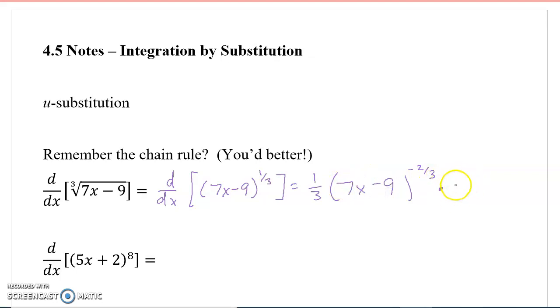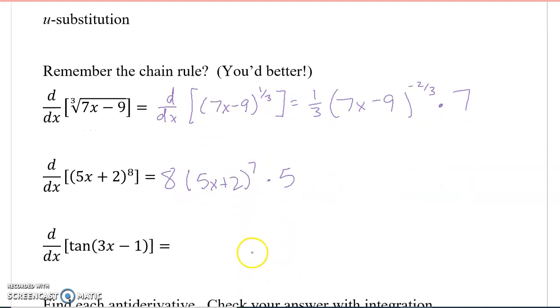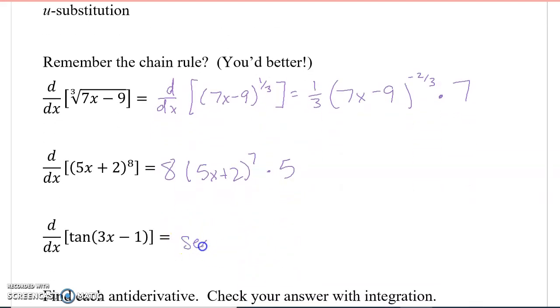But don't forget the chain rule. You have to multiply by the derivative of that inner function, in this case, 7. So 7/3 times 7x minus 9 raised to the negative 2/3 power. And we can blast through these. I think we already know these. So we'll just quickly refresh our memory of the chain rule for a few examples, and we'll be on our way. And then normally we don't write that chain rule factor at the end. We would put it at the beginning, maybe multiply it by the other coefficient, but you get the idea.